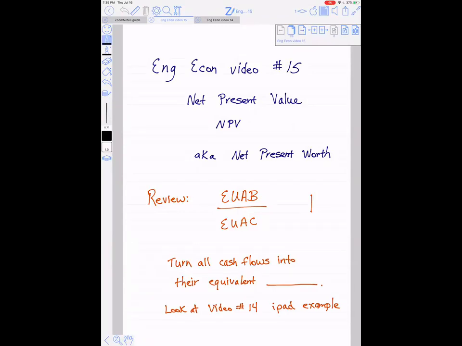We will be learning about net present value, also known as NPV. It's also called net present worth, NPW. It all means the same thing. Okay, but first a little bit of review.